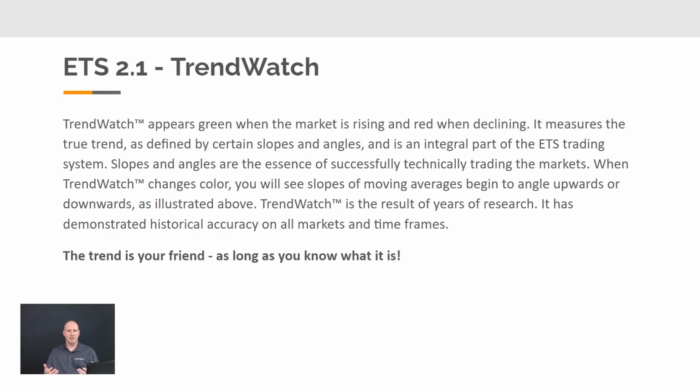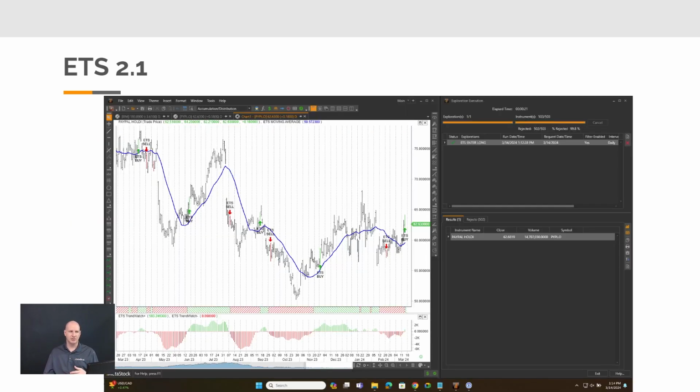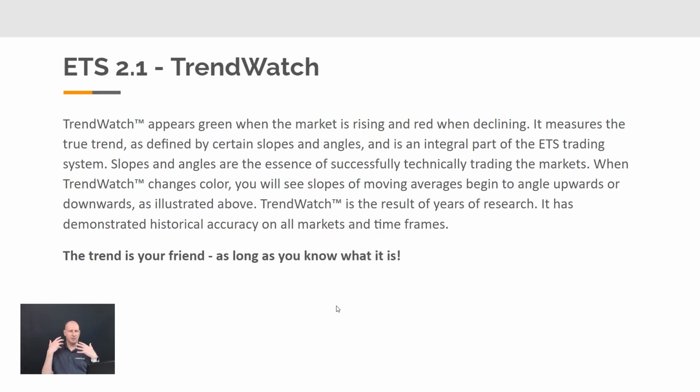So first of all is Trend Watch. And the Trend Watch is really based off of the moving average. The moving average that you see on your chart, this blue moving average, is the ETS moving average. And this indicator down here that goes above zero and below zero, basically telling you if it's bullish or bearish, is measuring the angles and the direction of the moving average to determine the trend.